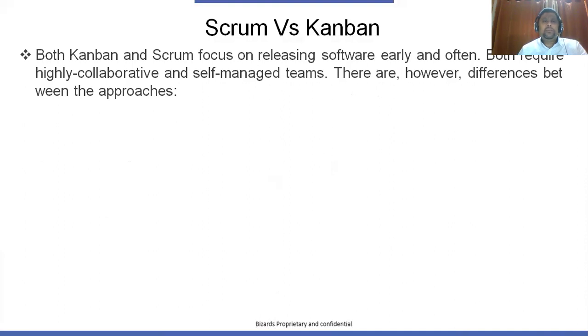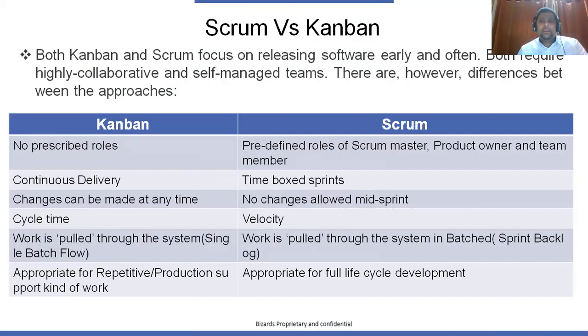So basically, both Kanban and Scrum focus on releasing software early and often, and both require very highly collaborative and self-managing teams. Because one of the very important prerequisites for Agile methodology is that the team needs to be highly self-organized. Both these methodologies expect the team to be collaborative and self-organized. However, there are some important differences between these two methodologies, and these are some of the key differences.